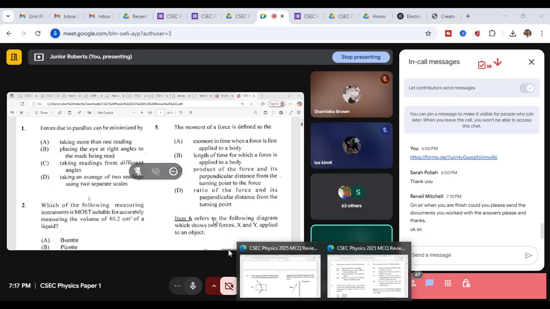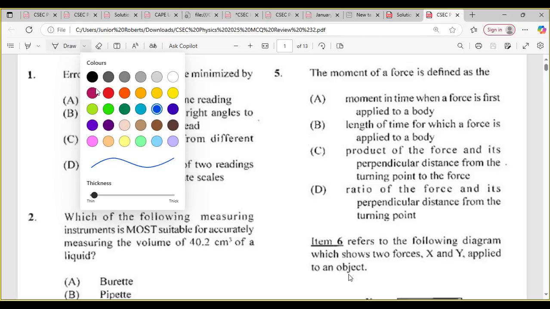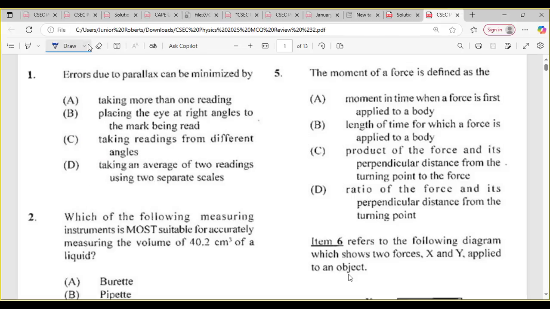Yes, mic is up. So the first question says, errors due to parallax can be minimized by... We can reduce parallax error by simply placing our eyes at right angles to whatever mark we need to read. So this question, number 1, would be B. Place your eyes at right angle with the mark.